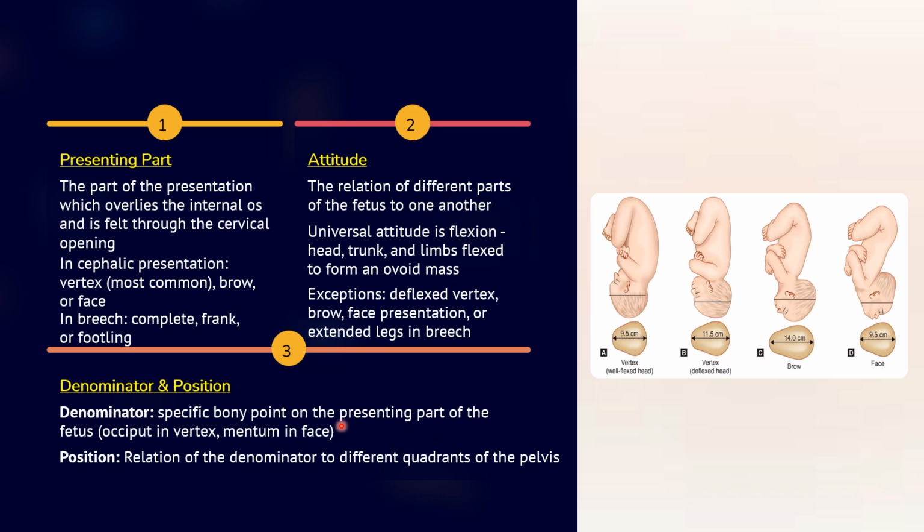Okay, so the bony point is the, don't get confused. It is just the bony point of the presenting part. Okay, it is the denominator. Okay, and what is the position? This we will learn in detail in the next slide, but it is the relation of the denominator to the different quadrants of the pelvis.